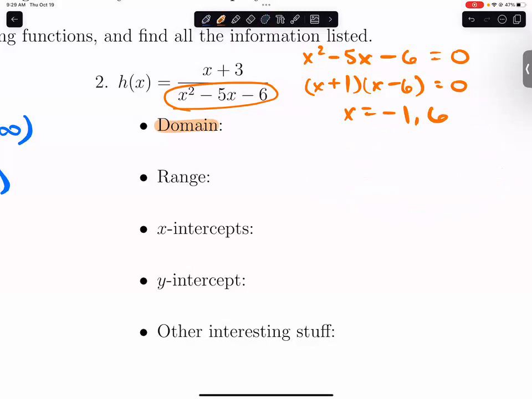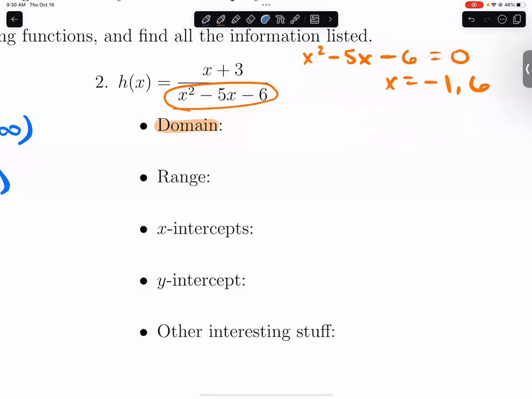So in other words, if I try to take x equal -1 and plug it into that, I get -1 plus 3, so 2, over 1 plus 5 minus 6, so 2 divided by 0, which again is bad news. Same thing happens with 6. What's the domain then? It's everything else. Everything except those 2 points.